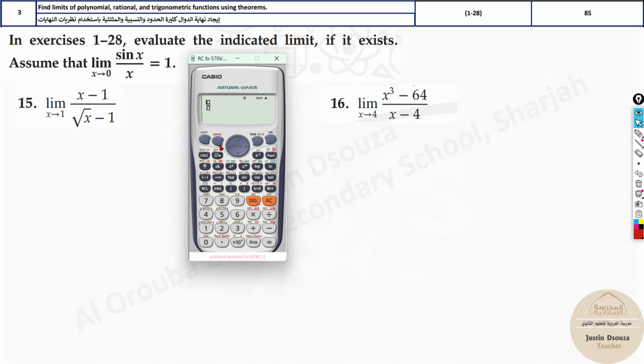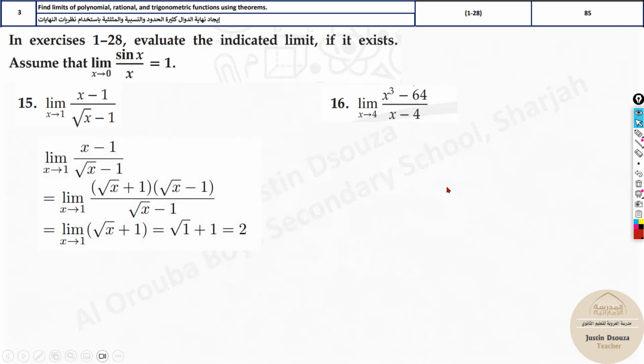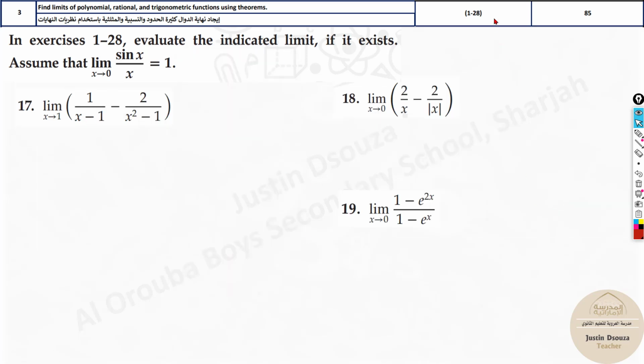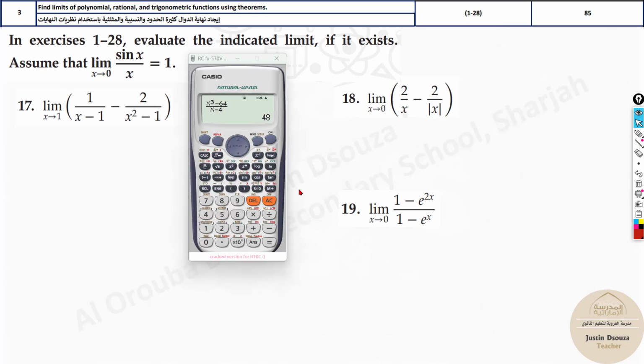Let's do the right side one. It's x cube minus 64 divided by x minus 4. And now you should just calculate at 3.9999 and the answer is 48. Let's calculate at positive value, that is 4.00001, and yes, it's same answer, 48. So both the answers exist. It's 2 and 48. I hope you are well used to it now.